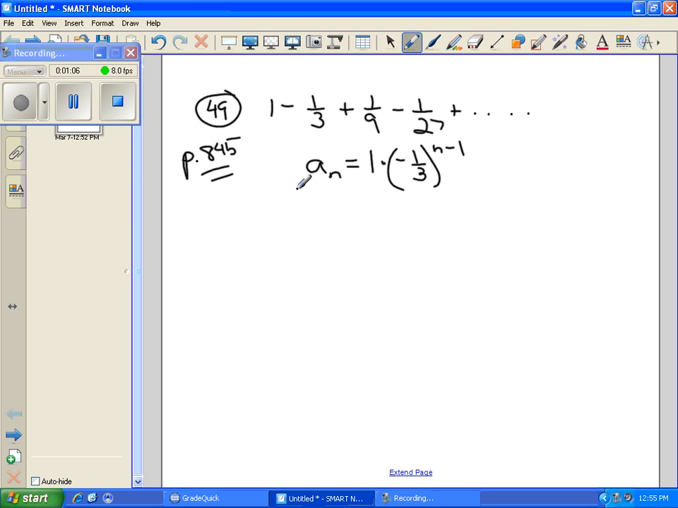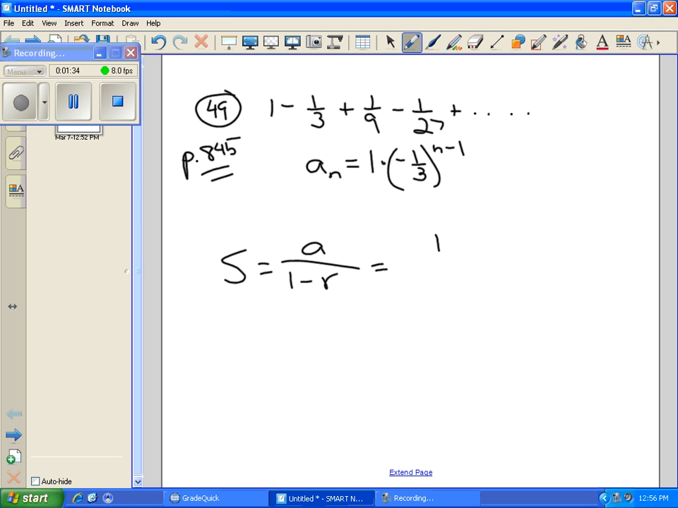Now there's a formula that was in your book that tells you how to find the sum of an infinite series. This is an infinite geometric series. It says the sum of an infinite series is going to be your first term over 1 minus whatever your common ratio r is. Negative 1/3 is my common ratio. A is my first term, which is 1. So I have to use this formula to figure out what this whole thing goes to.